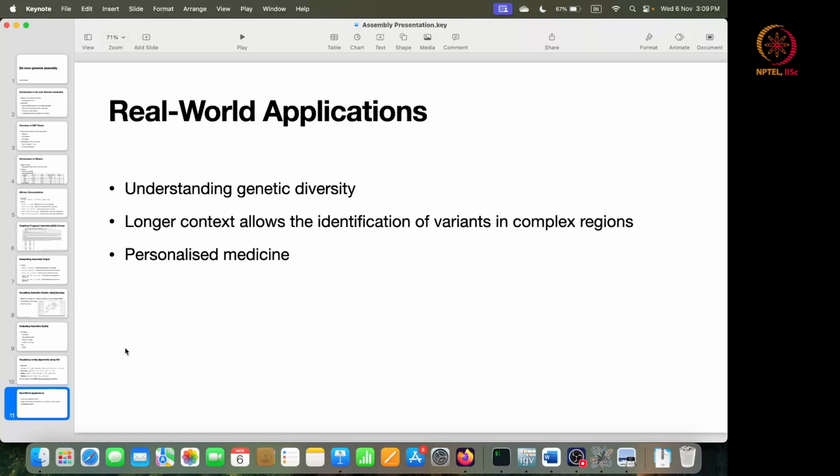De novo genome assembly helps us understand the diversity of genes and DNA in a population, and because we are assembling reads together, it actually gives us more context when identifying the variants which are present in complex regions of the genome. It is a tool which is a step towards personalized medicine. Thank you.